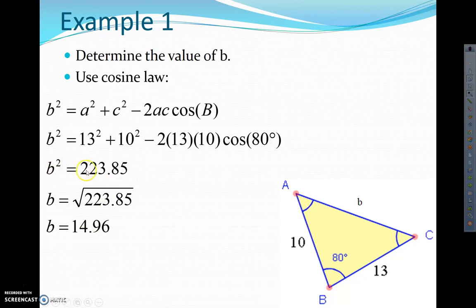So b squared is equal to 223.85. The opposite operation of square is square root, so this becomes the square root of 223.85. b is equal to 14.96.